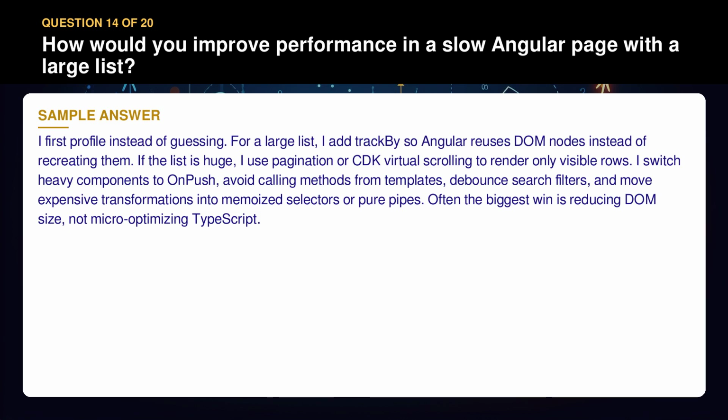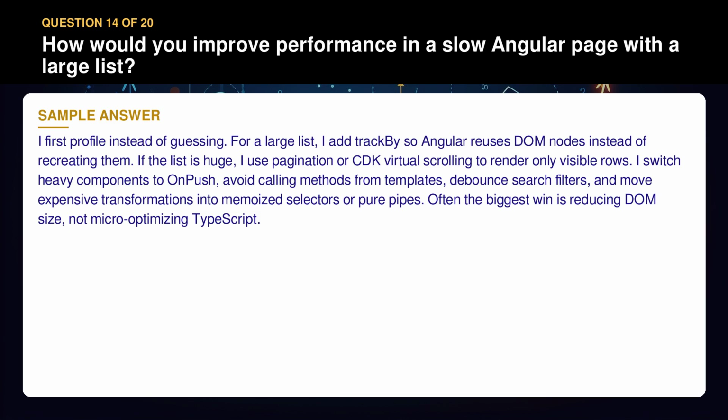Question 14. How would you improve performance in a slow Angular page with a large list? I first profile instead of guessing. For a large list, I add trackBy, so Angular reuses DOM nodes instead of recreating them. If the list is huge, I use pagination or CDK virtual scrolling to render only visible rows. I switch heavy components to OnPush, avoid calling methods from templates, debounce search filters, and move expensive transformations into memoized selectors or pure pipes.